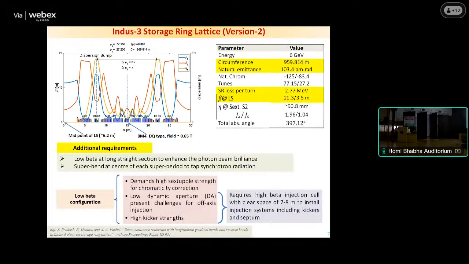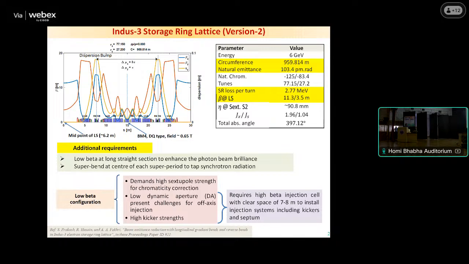So already a detailed discussion was presented by Dr. Yasir Hussain on the Indus lattice. This is the lattice, this is one super period, and the distribution of magnets and lattice functions. These are the parameters of the Indus lattice. The circumference is around 960 meters and the natural emittance is around 103.4 picometer radian.